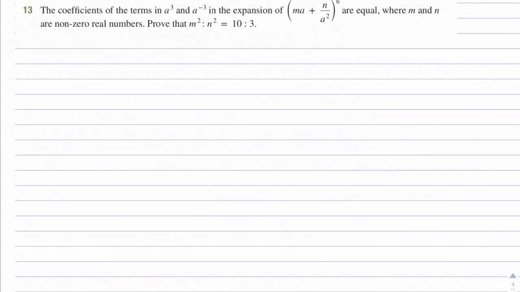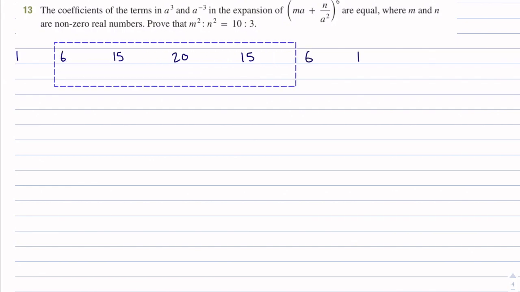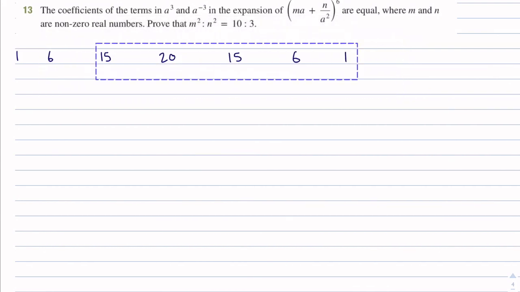Okay, question 13. It is a real exam level question, and I'd be so proud of you if you did this on your own. Let's have a look. Well, I think our first step is going to be to expand this. We can take up lots of space. 1, 6, 15, 20, 15, 6, 1. I'm going to need so much more space than this. Not necessarily with the 1, but everything else.